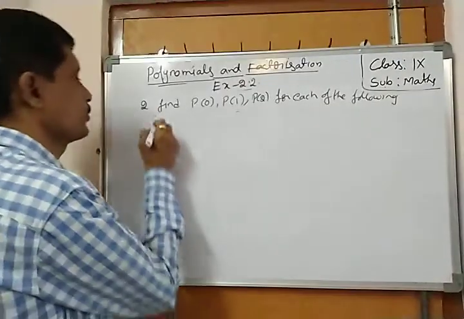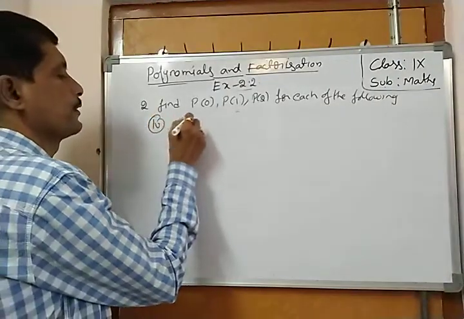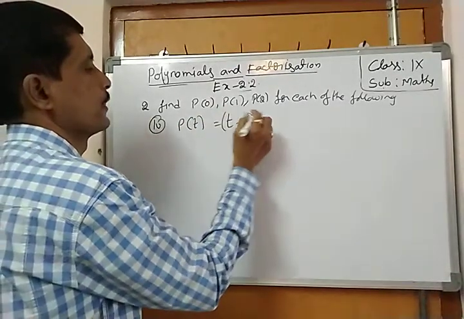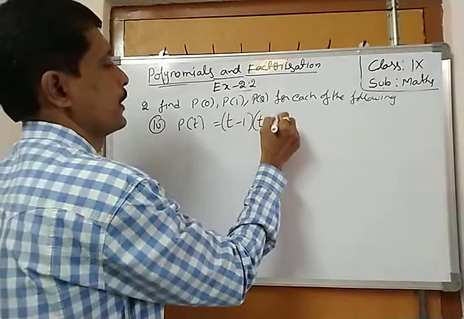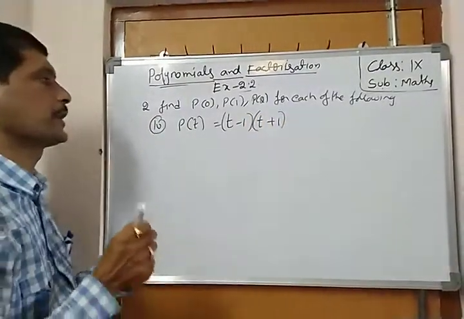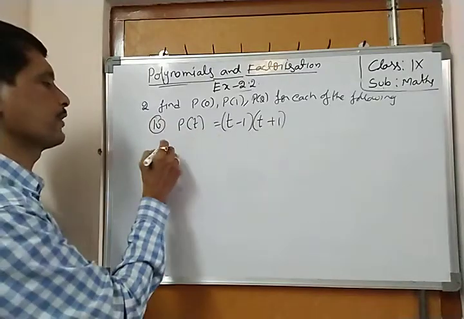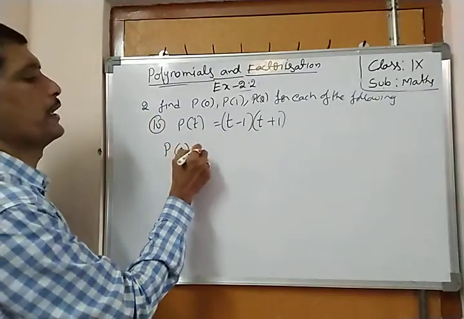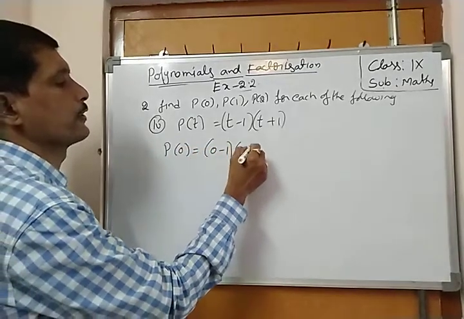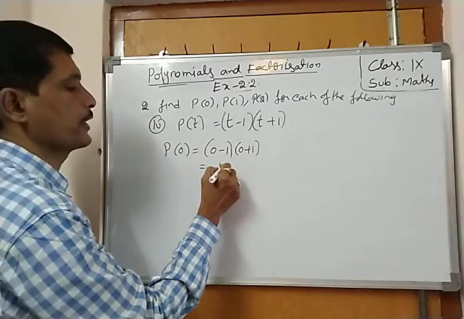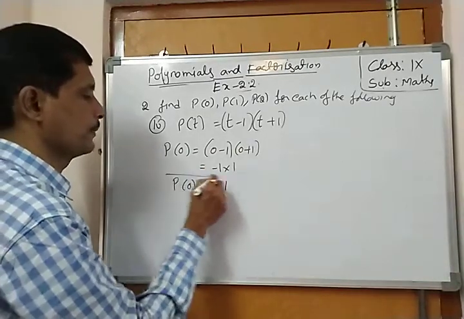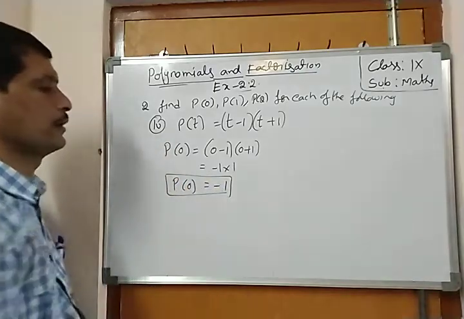Next, fourth question here. P of t equal to t minus 1 into t plus 1. Here also same variable t is there. Therefore first one is P of 0. Here variable t is replaced by 0, minus 1 into 0 plus 1. 0 minus 1, that is minus 1, into 1, therefore P of 0 equal to minus 1.